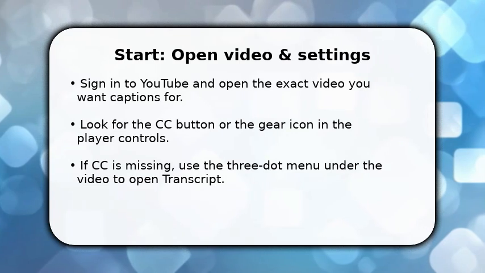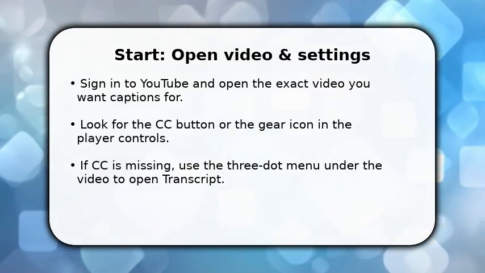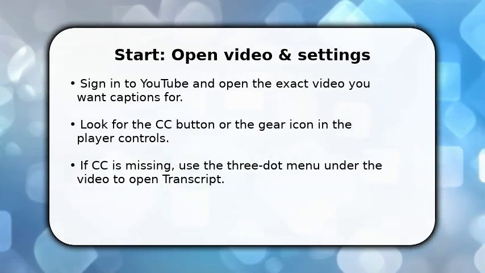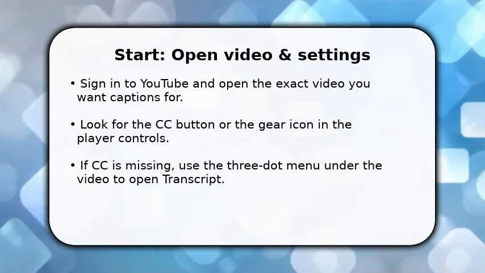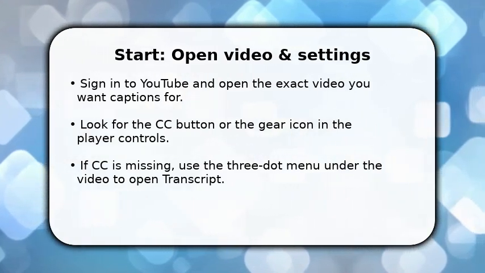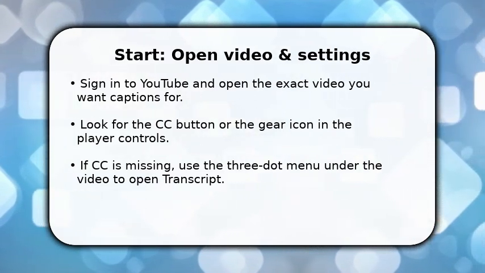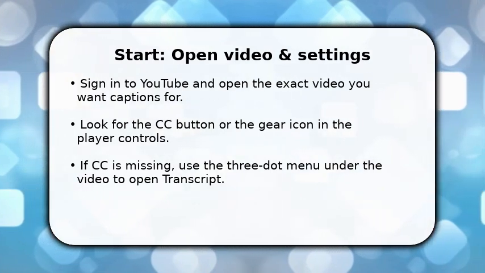You start by opening the video and confirming you're signed in so preferences stick. Once done, locate the CC button or tap the gear icon in the player controls. That's where Caption options live. If you don't see CC, click the three-dot menu under the video and open Transcript to reveal available caption tracks. This gets you immediately into the caption controls, so you can change language rather than hunting through settings later.